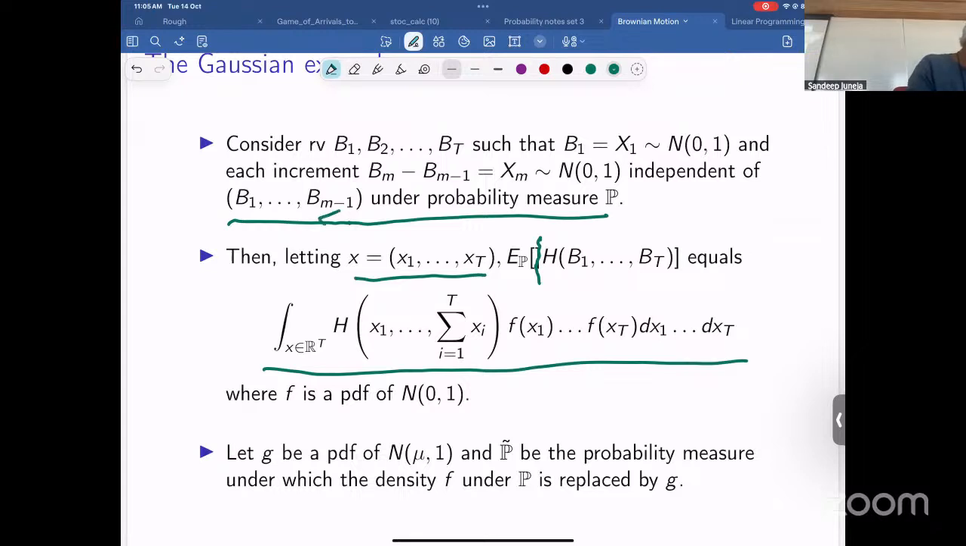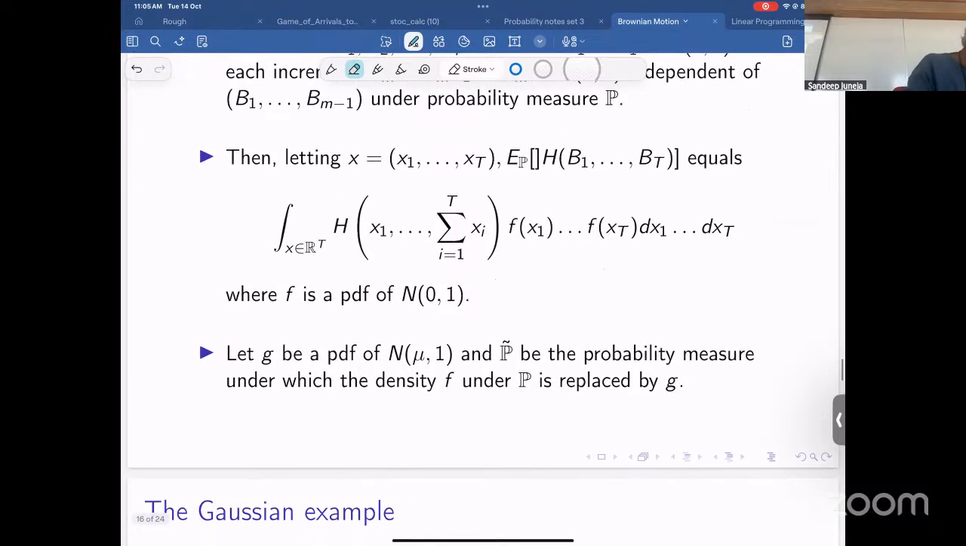So what's this probability measure? Let G be the PDF of N(mu, 1) and P tilde be the probability measure under which the density F under P is now replaced by G. It's a little bit loose statement, but all I'm saying is that under probability measure P tilde, all these variables x1, x2, through xn are not N(0,1), but they're N(mu, 1), and they're still independent. I just constructed a new probability measure here with this property.